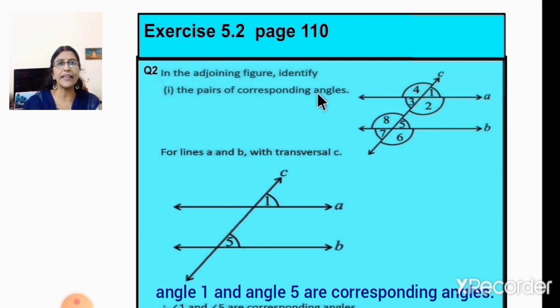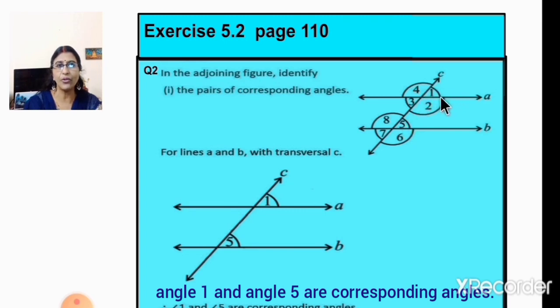In the adjoining figure, identify the pairs of corresponding angles. So here you can see the figure. It is given in your textbook. So please children, open your textbook and see. This is the second question, first part. Here we have to find out the pair of corresponding angles. So let us start from angle 1. Angle 1 is corresponding to angle 5. You can see here it is on the upper side.